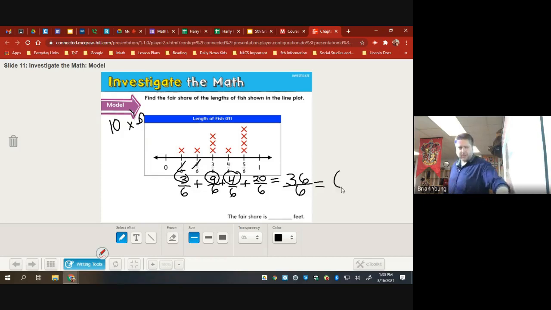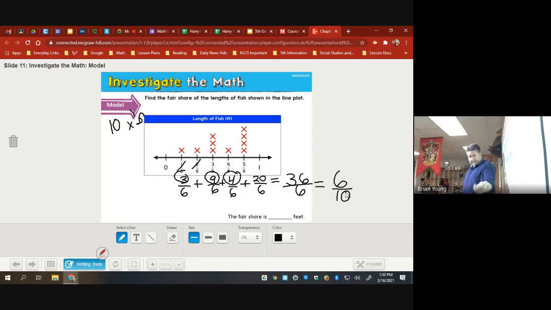But this is not the fair share. You know why that's not the fair share? Because we have to divide those now by how many X's we have. We have 10. So what's 6 divided by 10? 6 divided by 10. What does that look like?